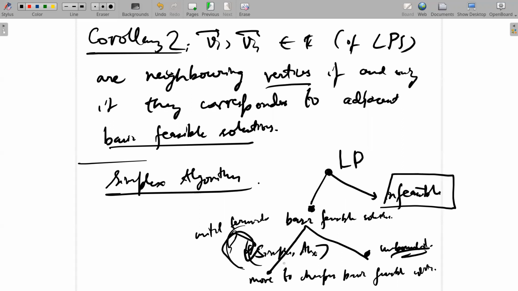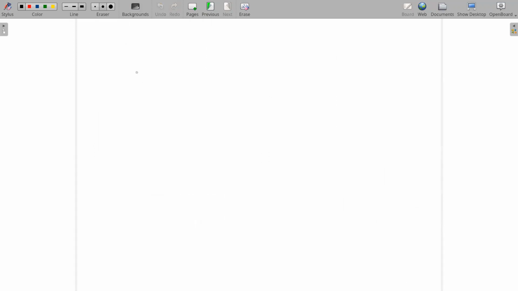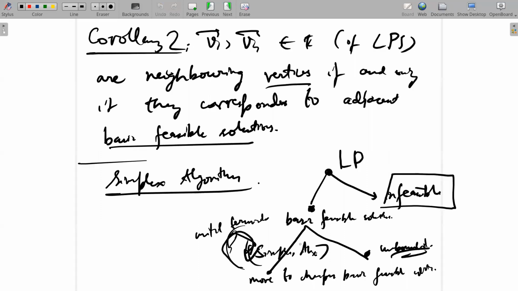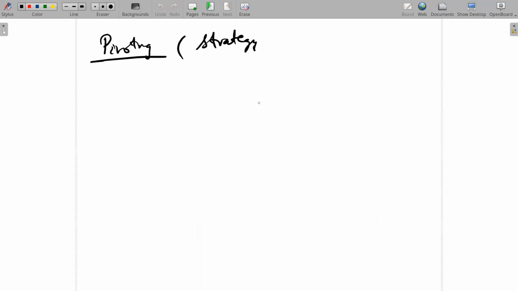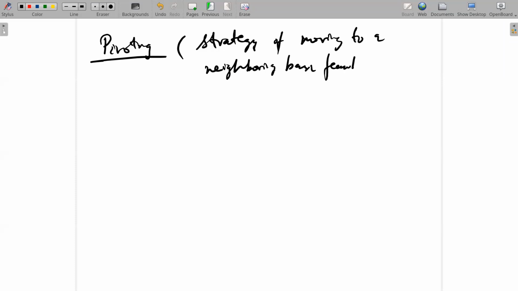But this is the step we are talking about right now. You have a basic feasible solution. You want to move to a cheaper basic feasible solution, or in geometric terms, you are at a vertex and you want to move to a cheaper neighboring vertex. All right, so just as a reminder, what had we done? We were talking about pivoting. Pivoting was the strategy of moving from a basic feasible solution to a neighboring basic feasible solution of cheaper cost.